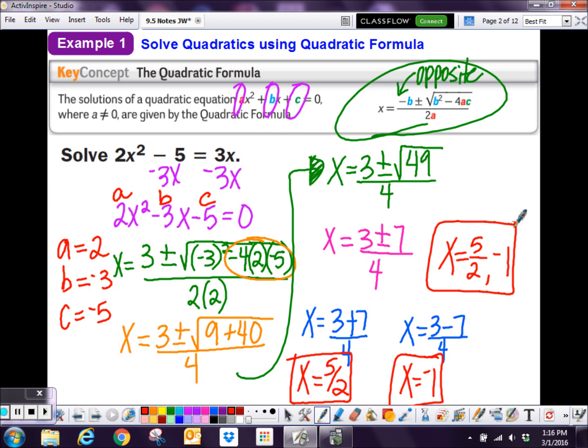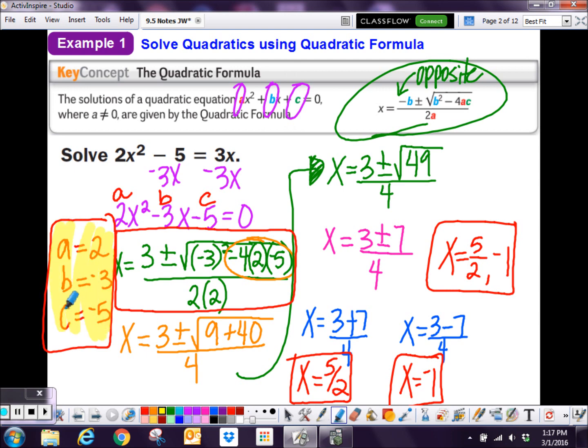Okay, I just need, especially on your homework, I need to see what A, B, and C are, and then I need to see the formula with everything plugged in. Okay, so just so you know my expectations here, I need to see this, and I need to see this. After that, in your answers, you can just type that in the calculator, so I'm going to show you how to do that now.